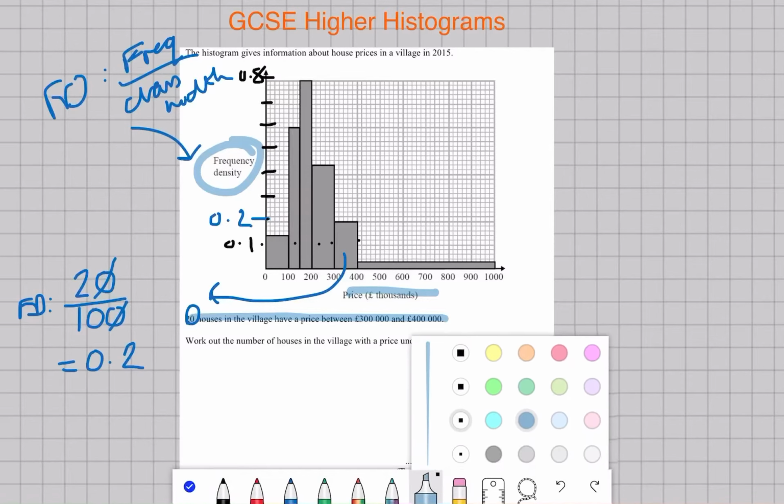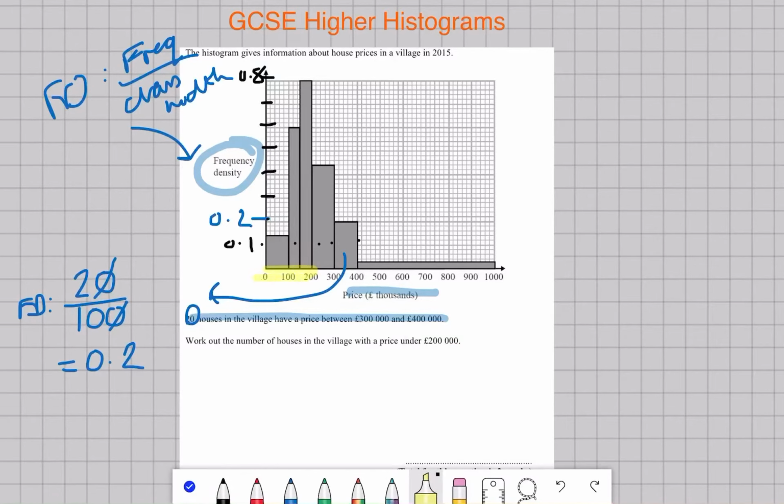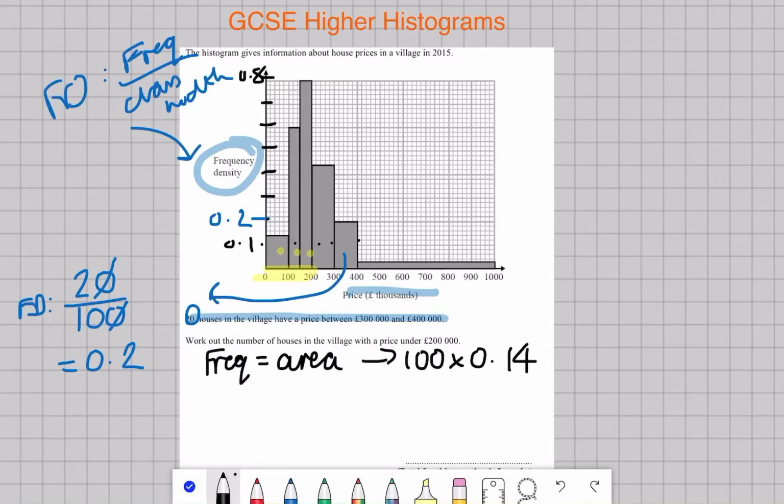So I've been asked for anything within this. So the area of each of these three bars, the first one, the second one, and the third one. So the area of that first bar, well, if that's 0.1, it will go up to 0.14. Okay, so the frequency is the area of the bar. So I'm going to do base times height, which is 100 times 0.14 for that first bar. Second bar, the width is 50 and the height is 0.6. And then the third one, width again is 50 and the height is 0.8.